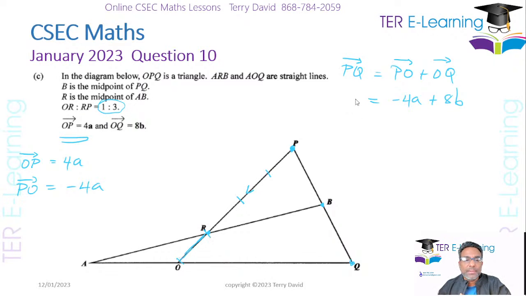So the vector PR is what you want to work out. Based on the information we have here, PR is actually 3/4 of the vector PO. Hope that makes some sense. Based on the position of R, they told me that the ratio OR to RP is 1 to 3. So I'm dividing the line PO into 4 equal parts, which means PR is 3/4 of PO. So this is going to be 3/4 multiplied by PO, which is minus 4A. Therefore, this here is going to be minus 3A. So that is PR.